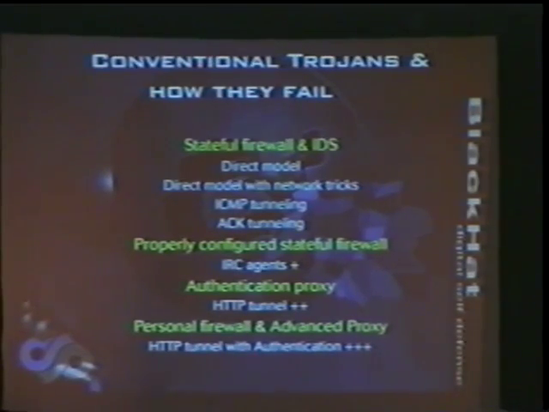A quick run through of the different methods and what happened to them. With the introduction of stateful firewalls and intrusion detection, you could forget about ACK tunneling, forget about ICMP tunneling. Guys wouldn't allow ICMP into their network anymore. Network tricks and direct models weren't so effective the moment you had stateful firewalls in there. Guys running through IRC and proxy servers, tightened firewalls, got rid of them. HTTPTunnel got taken out the moment your client needed NTLM authentication. And nowadays, with personal firewalls, with authentication, you try to fire up something on your client machine that wasn't supposed to be running, and the personal firewall is going to go ape.